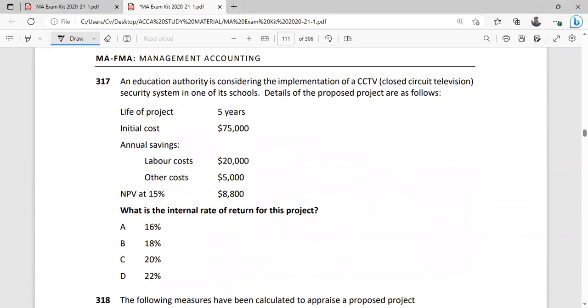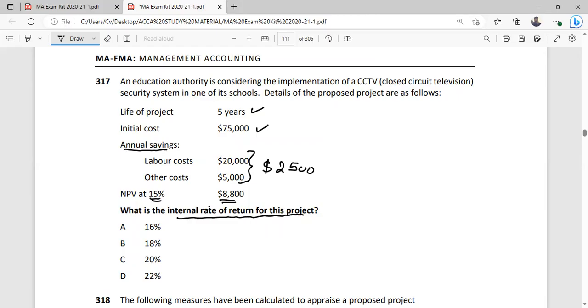An education authority is considering the implementation of a CCTV security system in one of its schools. Details of the proposed project are as follows. Life of the project is 5 years. Initial cost is 75,000. These are annual savings. Annual savings means cash inflow. So the cash inflow is 25,000. Currently you have NPV at 15%, which is positive NPV. What is the IRR of this project?